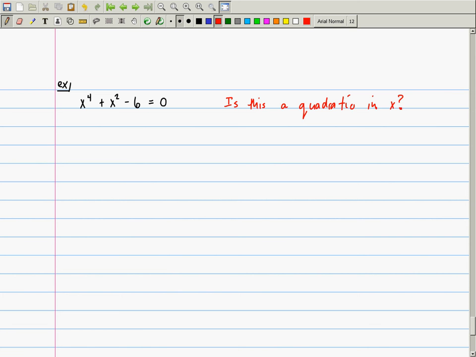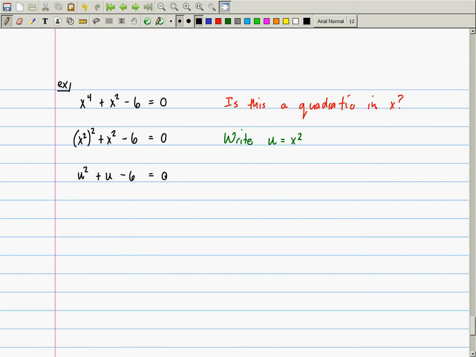However, note the following. For some reason that's not clear yet, I'm going to rewrite x to the 4th like this: x squared, squared. That's true; that's what x to the 4th is. Plus x squared minus 6 is equal to 0. That's perfectly legitimate. Now I'm going to write that u is equal to x squared, just to change the names a little bit. And then it becomes u squared plus u minus 6 is equal to 0. Now, is this a quadratic?